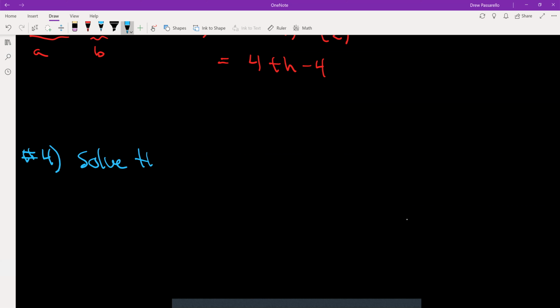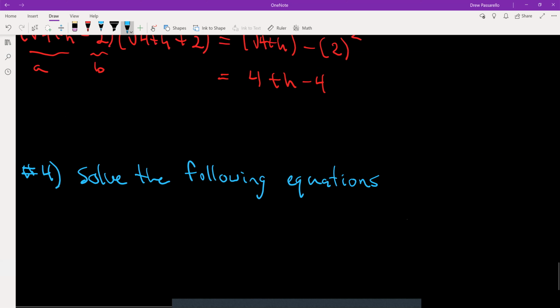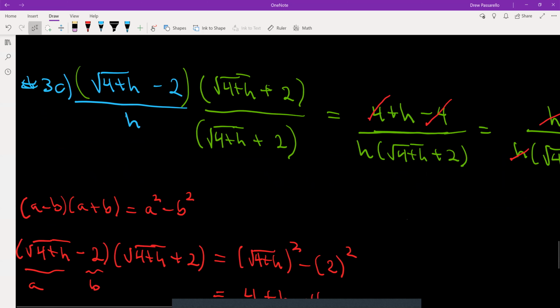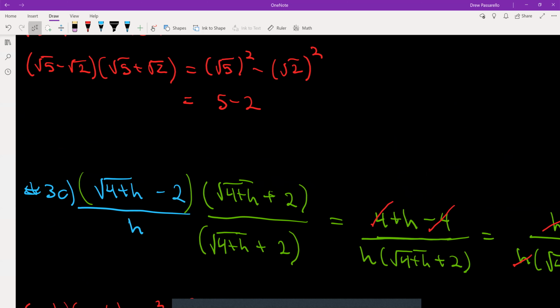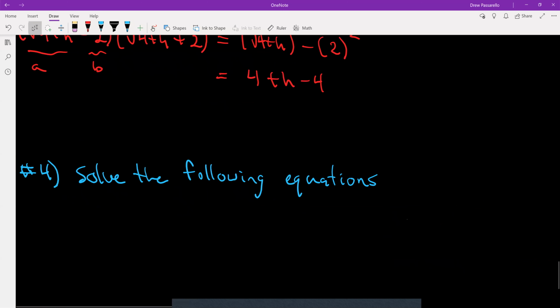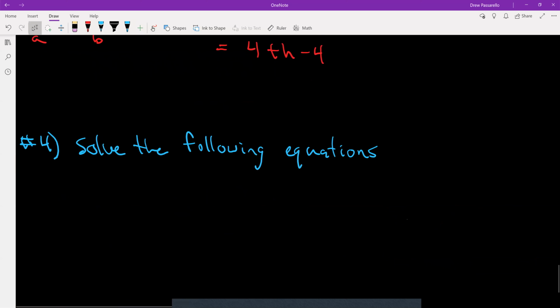So it's going to be solve. Now we're going to be solving the following equations. None of the questions I've been doing were equations. As far as the original part, the question does not have an equal sign, whereas these are going to have an equal sign.